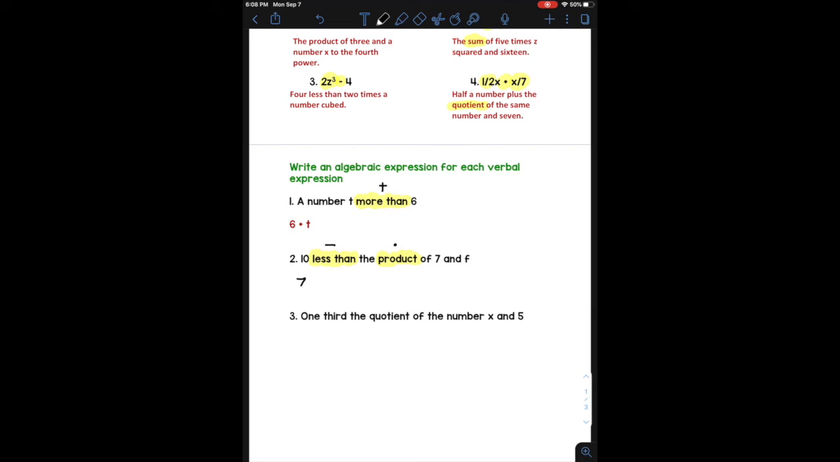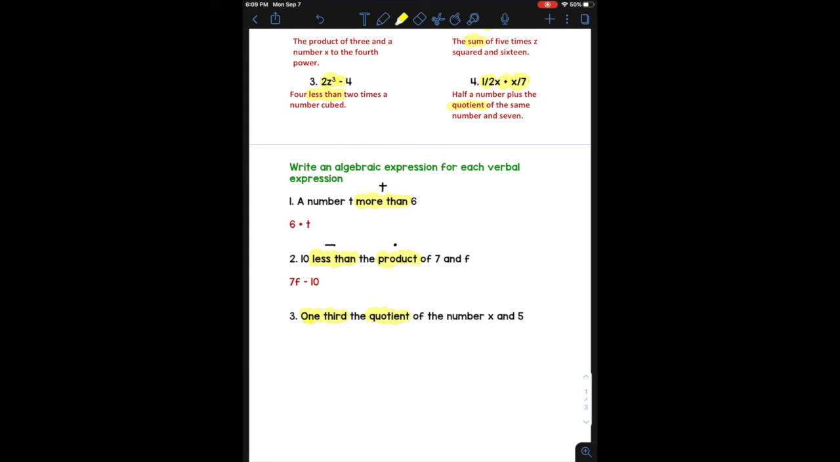So again, we're not going to write 7 times F with this X because I mentioned before it's sometimes confusing with the variable X. What we're going to write it as is the following: 7F minus 10. Less than, that's a very important phrase. We saw it up here in number 3 when they gave us the sentence. The part before that phrase goes last. It's important to remember.